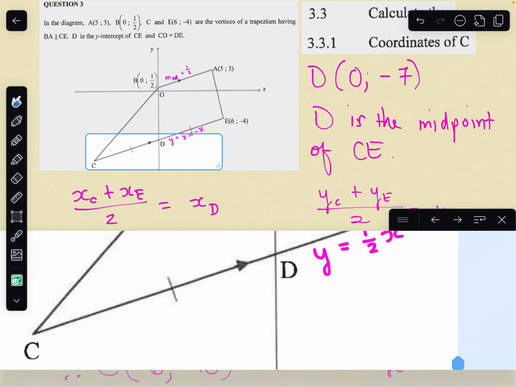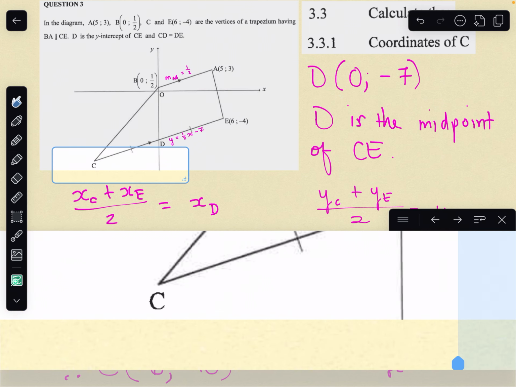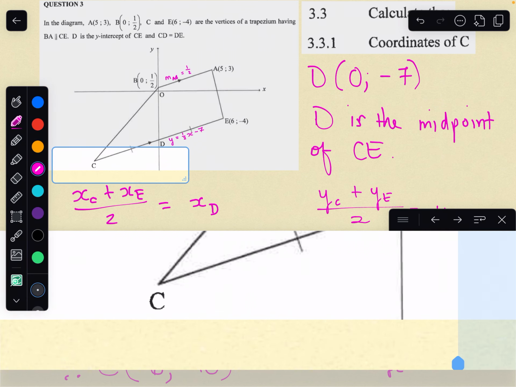Diagram, oh diagram, wow. No, I'm hiding it. What was it? It was -6 and -10. Okay.